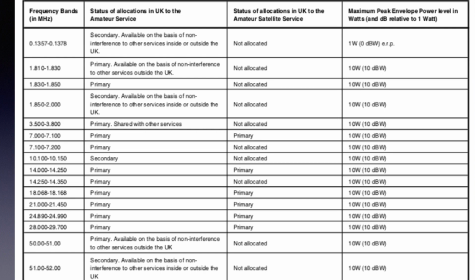If you look at the bottom row on the screen, 51 to 52, it might say what is the status of 51.5 megahertz in the UK, and is it primary, is it secondary on the basis of non-interference, and so on. And you'd have to look in the second column: secondary, available on the basis of non-interference to other services inside or outside the UK. So that would be, for example, your answer.